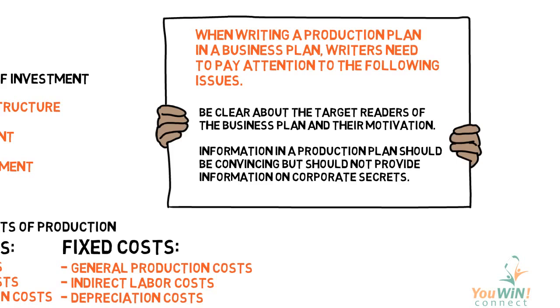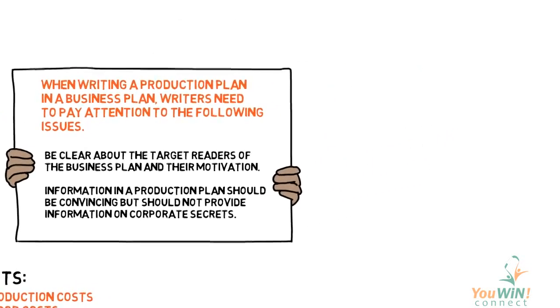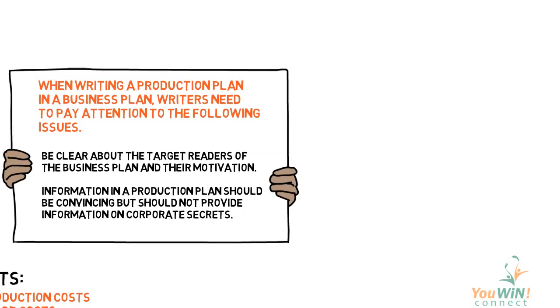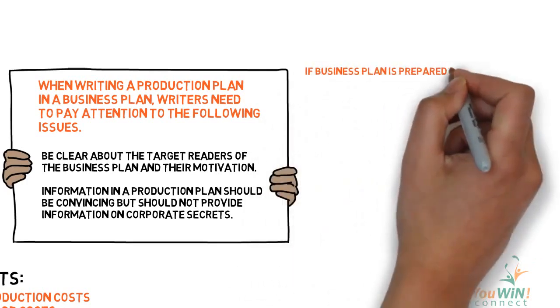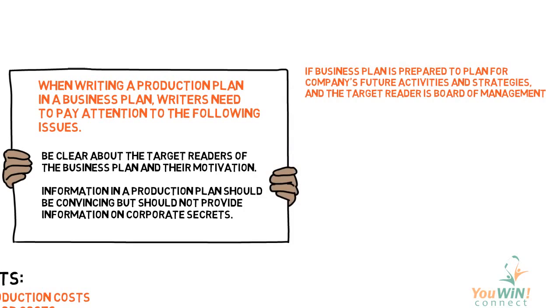It's important for you to give only the information that is required and not too much information. If a business plan is prepared to plan a company's future activities and strategies, the target readers could be the board, so the production plan should present details of alternatives, analysis of each alternative, and explanations of the rationale for choosing the one that we've chosen. And if it's for outsiders, they should be presented with information which can convince the reader of the feasibility of the decision and how profitable and within the company's ability it is.